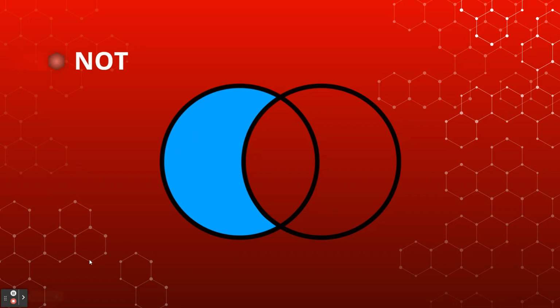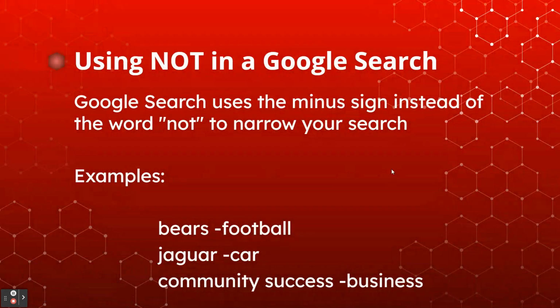So if you use the word not, Google search uses the minus sign instead of the word not to narrow your search. So if you were looking for bears as in animals, you could do bears space minus sign no space football, jaguar space minus sign car, community success space minus business. So jaguar, you want the animals, you don't want the car. Community success, you don't want business success, you just want to talk about community. So the people in the community, not the businesses.